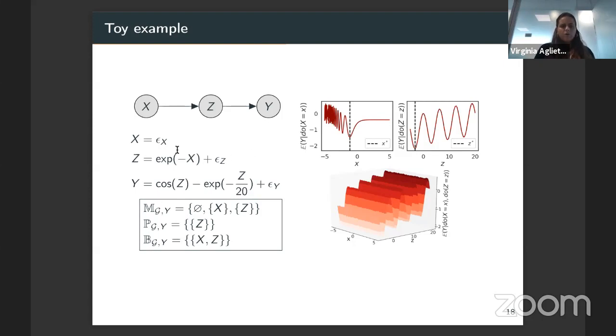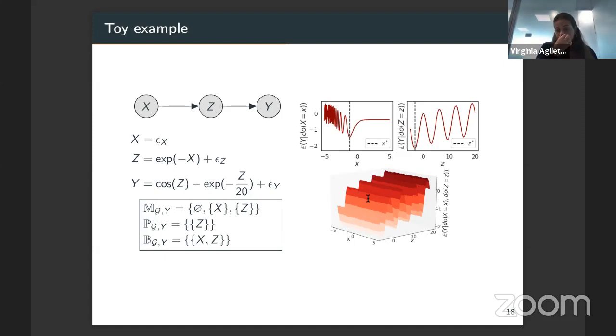I have a structural equation model and I can plot the objective functions that I'm trying to optimize, in this case one-dimensional and two-dimensional. This first plot is giving you the true expected value of Y given that we intervene on X. This function here is giving you the expected value of Y given that we intervene on Z. And if we intervene on both, we get this two-dimensional function.